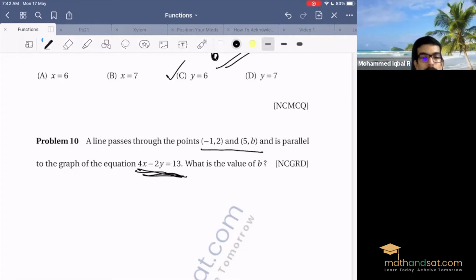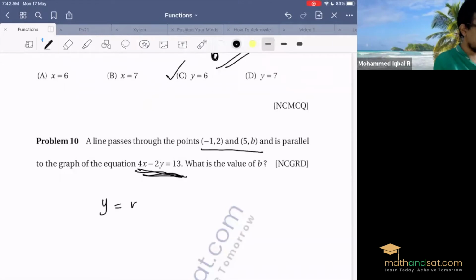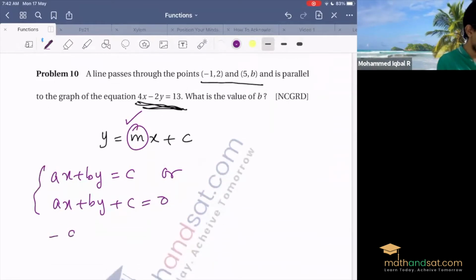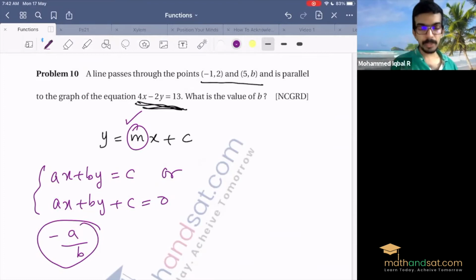What is the slope of the line? Do not forget this, okay? When a straight line is given in the y equals mx plus c form, the slope is directly m. When it's in the form ax plus by equals c, or ax plus by plus c equals 0, the slope is minus a over b. Do not forget, it's minus coefficient of x over coefficient of y.